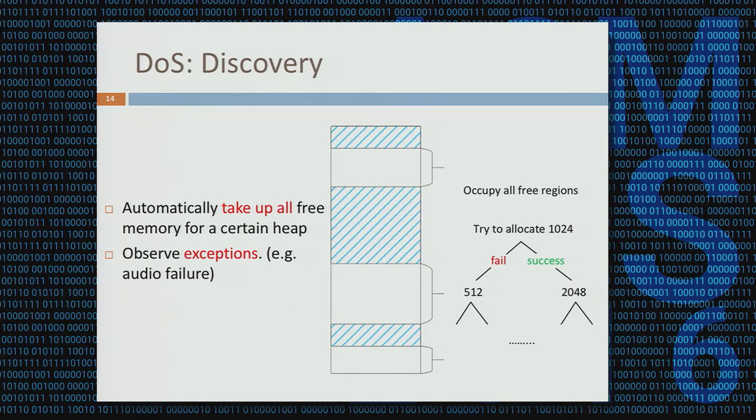Okay, to discover all these DOS vulnerabilities, we have designed a dynamic test procedure. For a certain ION heap, its available memory may be fragmented. So every time we will allocate the largest available memory block from an ION heap. And we will repeat this process for several times until we have taken up all the available memory from a certain ION heap. So after that, we will observe the system exceptions, like the failure to play sound. So this way, we found a bunch of DOS vulnerabilities in ION.